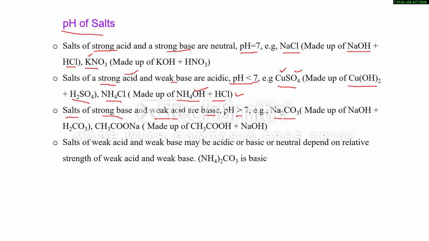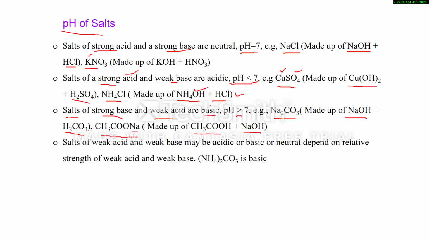For example, Na2CO3. This is made up of NaOH, which is a strong base, and the acid is H2CO3, that is carbonic acid. Clear? CH3COONa, sodium acetate. This is made up of CH3COOH, acetic acid, which is a weak acid, and this is Na, from sodium hydroxide, NaOH.